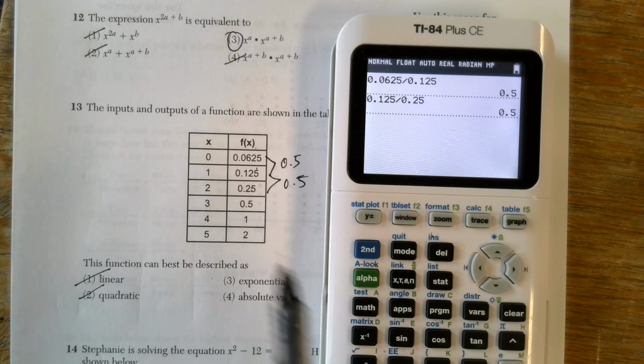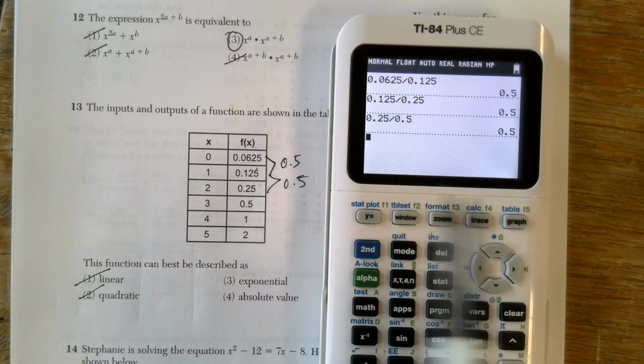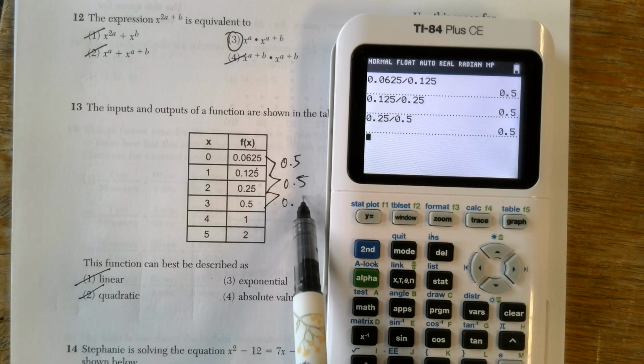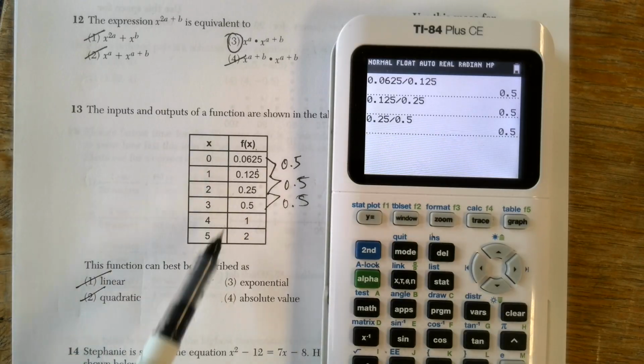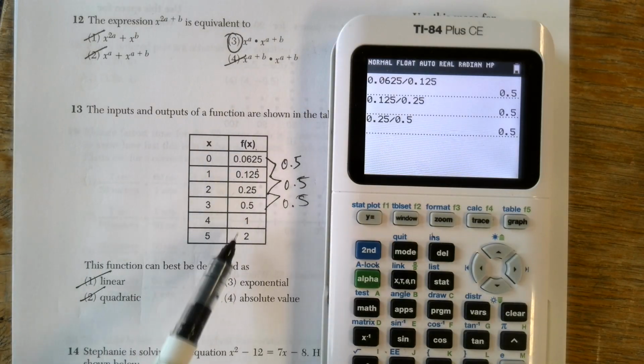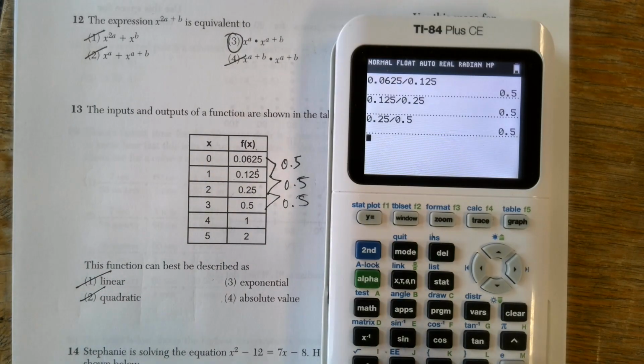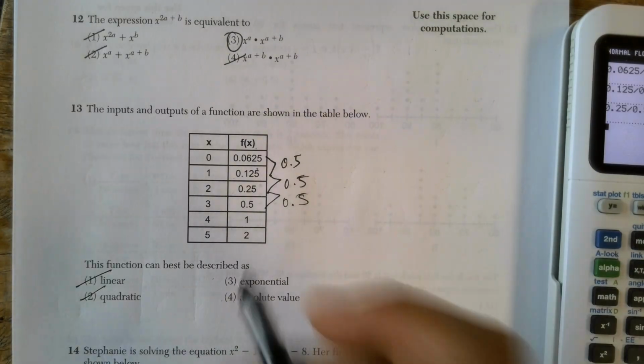I'm going to do it one more time to see. 0.25 divided by 0.5, and again I'm getting 0.5, which means that this is actually exponential because we have a common ratio between our values on the right side, and they're all going to be 0.5. So our answer is going to be choice 3, or exponential.